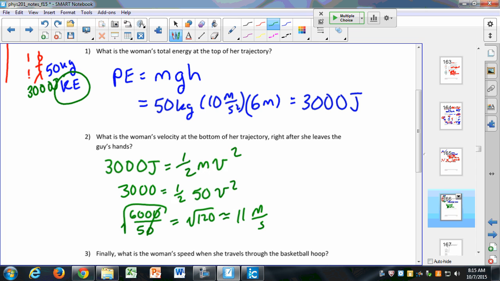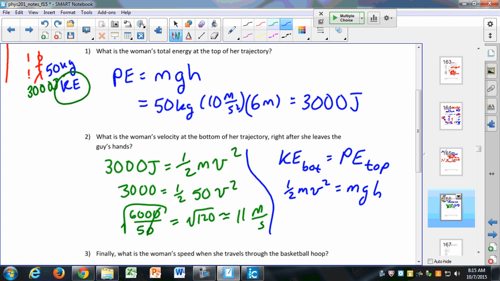But look, I could have done this another way. I was only able to do it this way because I knew our mass. I could have also just said, well, the kinetic energy at the bottom equals the potential energy at the top. That would be 1/2 mv squared equals mgh. Masses cancel. And then I solve this for v. Which is the same as what I did over there, but it becomes the square root of 2 times 10, which is 20, times 6, 120, which is 11. That's probably the easier way to do it, and most of the time you won't have the mass, so that'll be the way that you have to do it. I only did it this way because I had the mass.